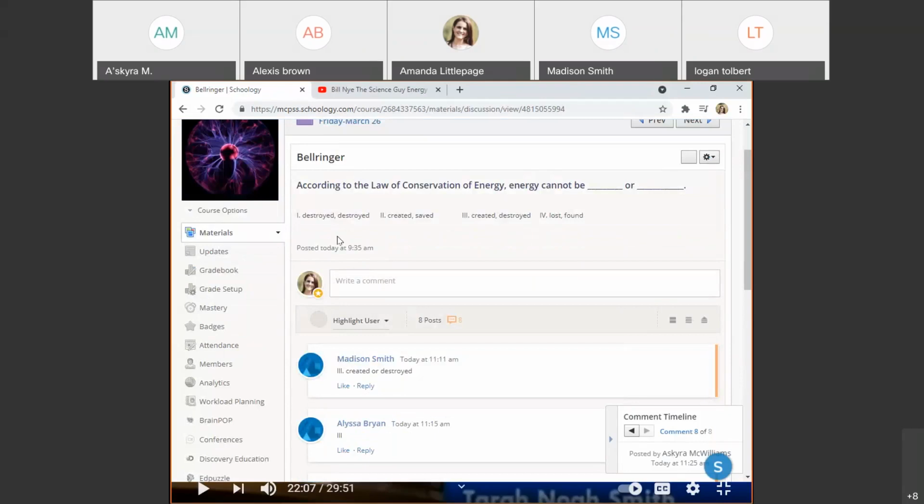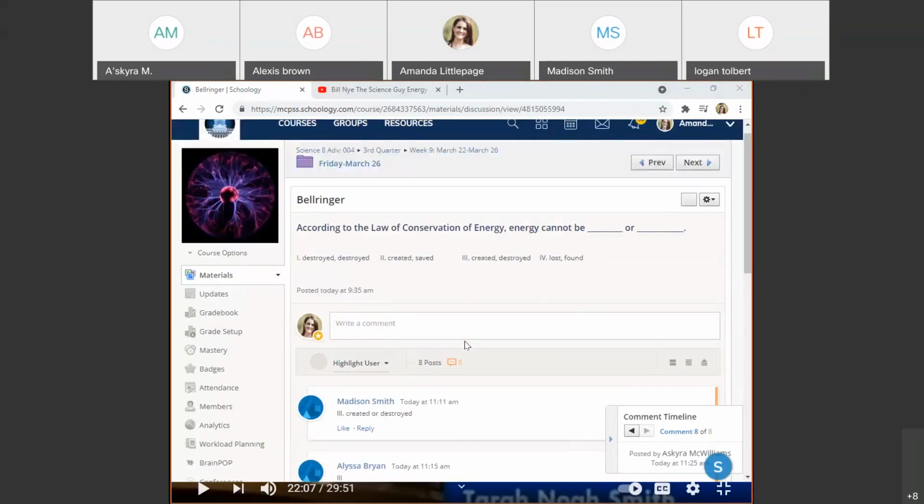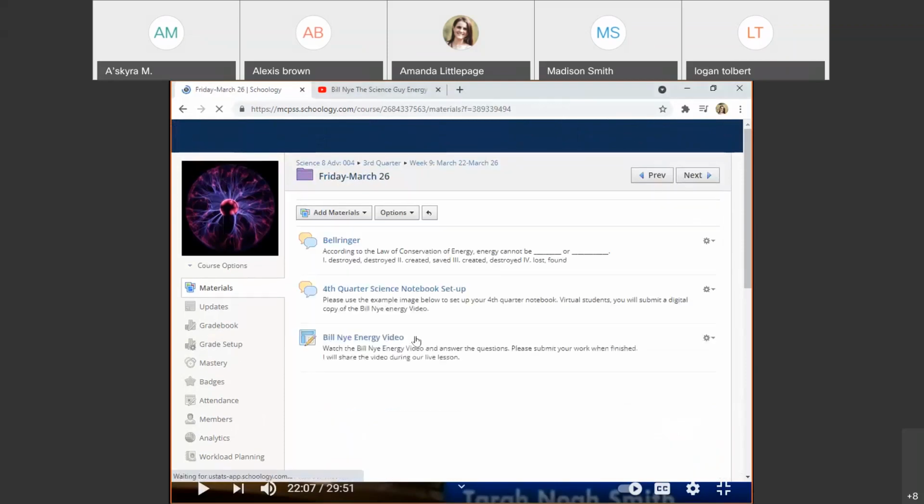So according to the law of conservation of energy, energy cannot be created or destroyed. Energy cannot be created or destroyed. It only changes form or moves from one object to another. So that's our bell ringer for the day.